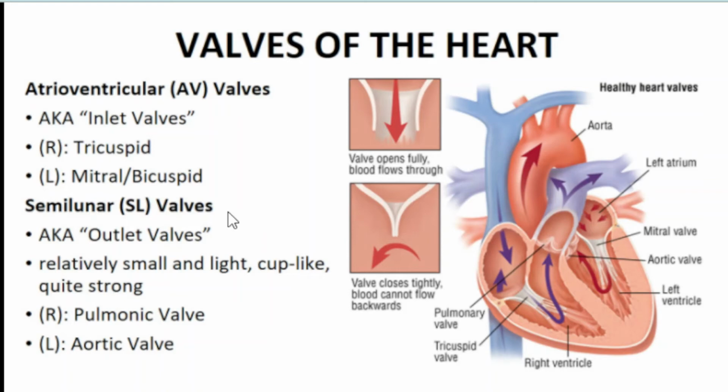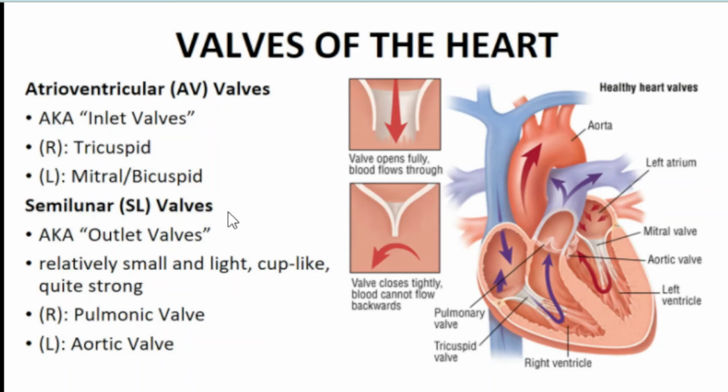As mentioned, they are also known as inlet valves because basically dito pumapasok yung blood natin from atrium papunta ng ventricles. So, each side of the heart will have one AV valve. On the right side, we call it tricuspid valve. And on the left side, it's called bicuspid or mitral valve.